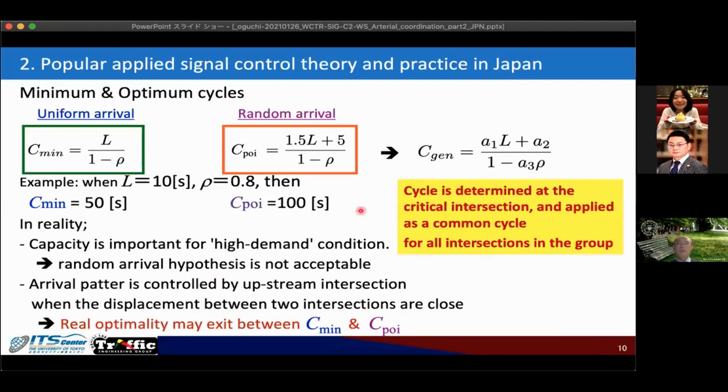For determination of cycle length in Japan, one typical feature of the Japanese signal control system is that it adjusts cycle lengths very frequently, with 1 second resolution, such as a 101 second cycle length. From the coordination point of view, the cycle length is determined at the critical intersection, which means a very busy intersection that should accommodate the traffic demand at the highest capacity level, so as to avoid traffic congestion. For such a high demand intersection, we should provide a rather larger cycle length. The other, non-critical intersections in the same subnet group should apply the same cycle length as a common cycle.